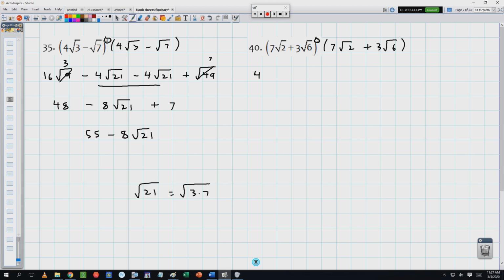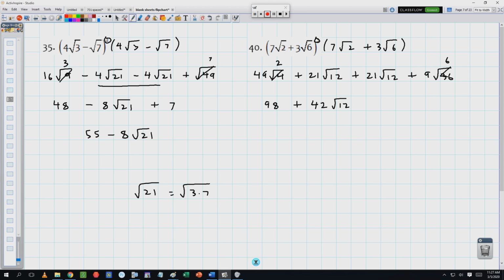First times first will be 49 square root of 4. First times second will be 21 square root of 12. Second times first will be another 21 square root of 12. And then second times second will be 9 square root 36. The square root of 4 is a 2. 9 and 49 and 2 make 98. 21 radical 12 and another 21 radical 12 will make 42 radical 12.